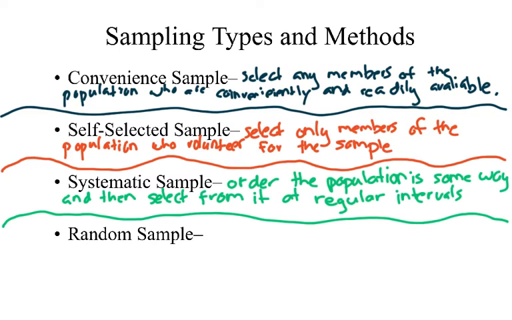A systematic sample is where we order the population in some way and then select from it at regular intervals. So say I put everybody alphabetical and I choose every 3rd person, or I order everybody by student number and then choose every 10th person. There's some kind of system or method to how I'm choosing, at regular intervals: every 10th person, every 2nd person, every 5th person. That's what makes it systematic.